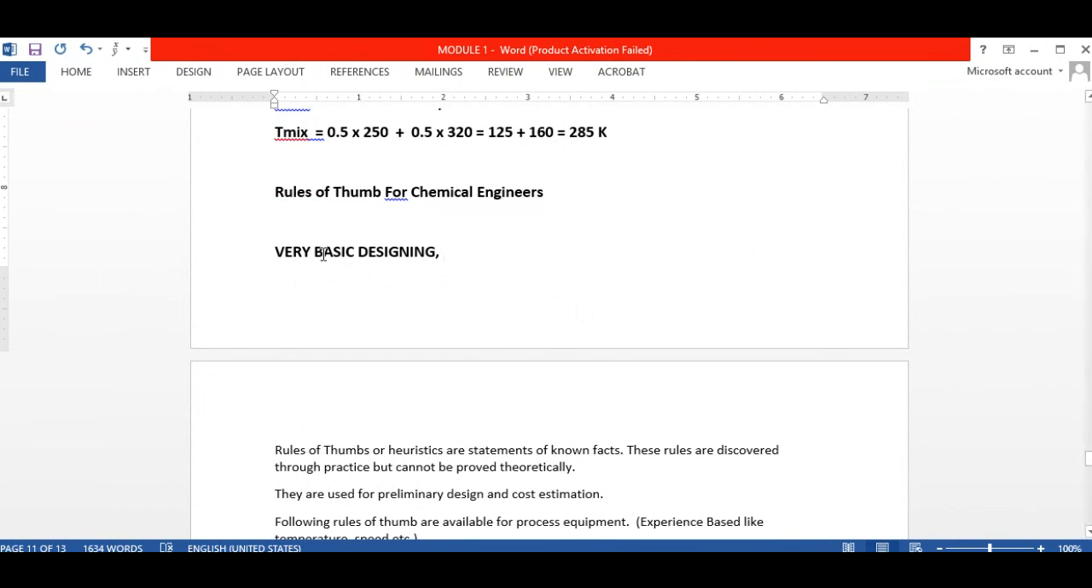So when you are doing the basic design, you use rule of thumb, to get quick estimates. We use the rule of thumb. Now, what is the rule of thumb?